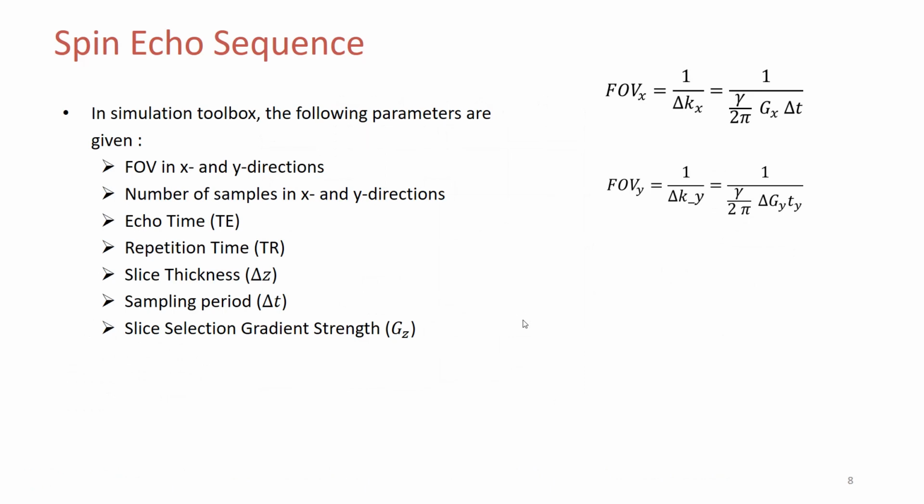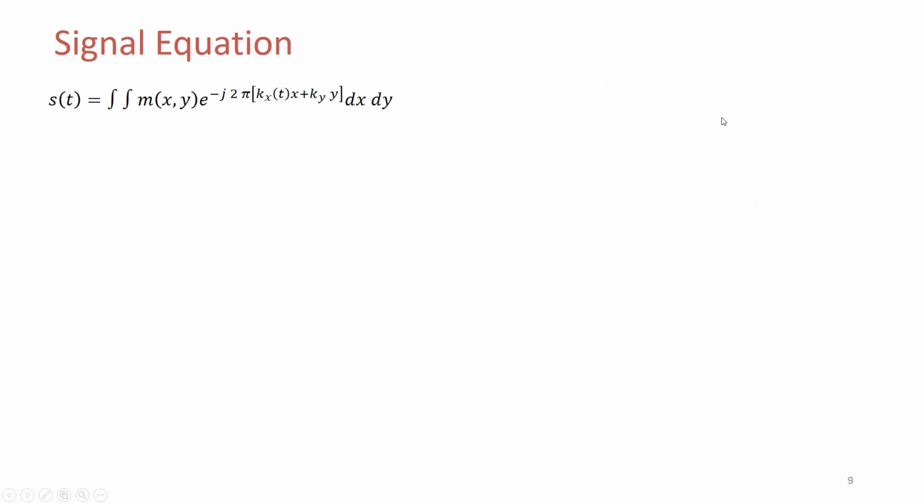And in simulation toolbox, user can give several parameters as input. Those are field of view in x and y directions, number of samples in x and y directions, echo time, repetition time, slice thickness, sampling period, and slice selection gradient strength. And other parameters are calculated from the given parameters through several formulas.